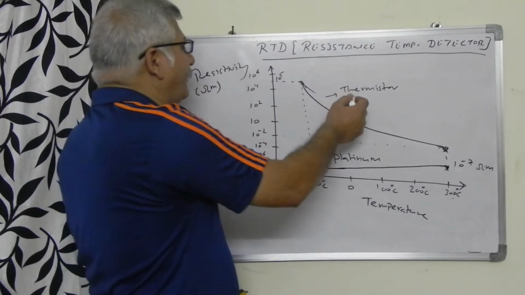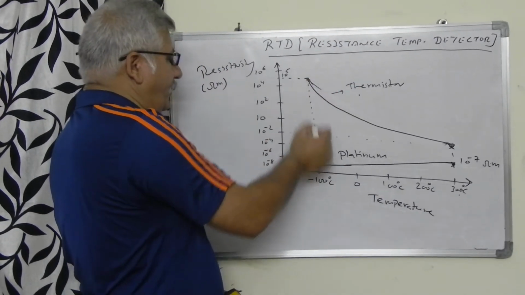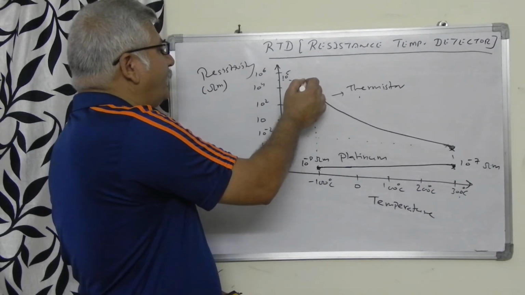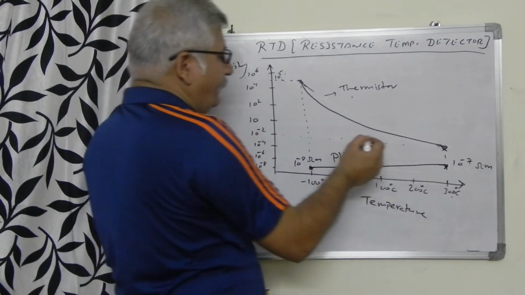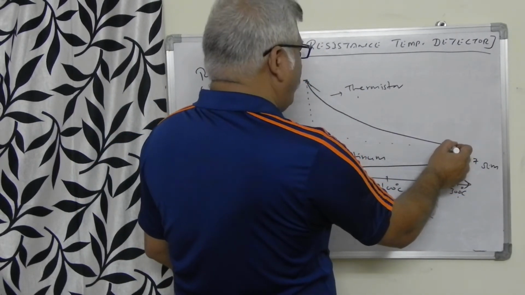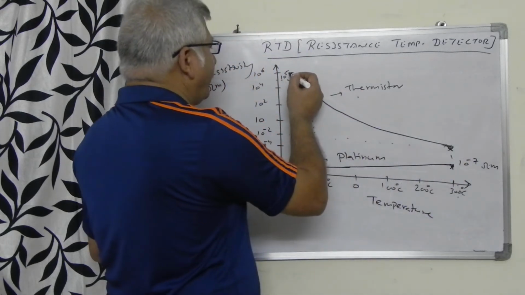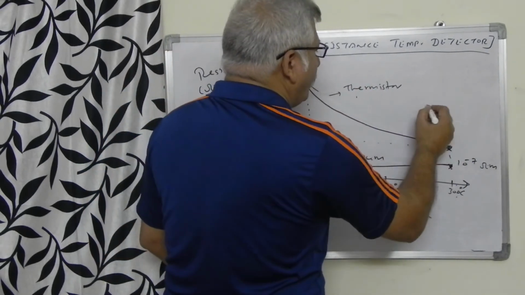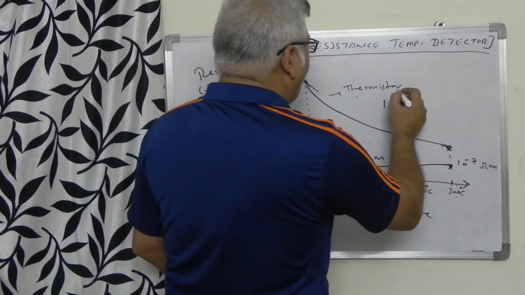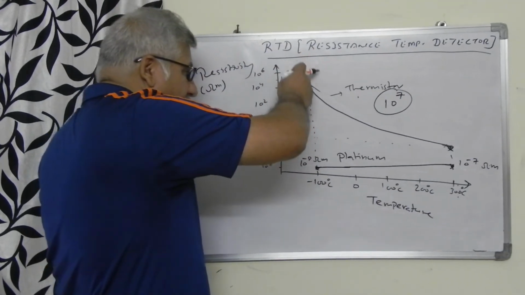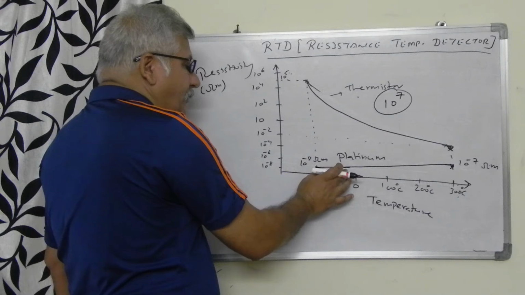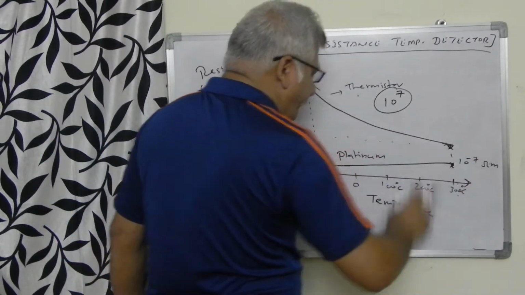Whereas in case of the thermistor, at minus 100 degrees Celsius, the resistivity is 10 raised to power 5 ohm meter. At 300 degrees Celsius, it is 10 raised to the power minus 2 ohm meter. So here the variation is by a factor of 10 raised to power 7, whereas in case of platinum, the variation is of the order of 10 raised to power 1.